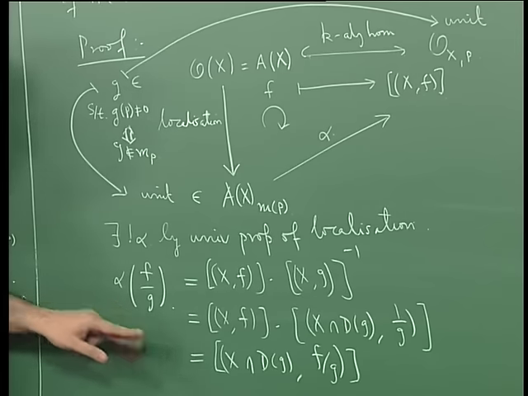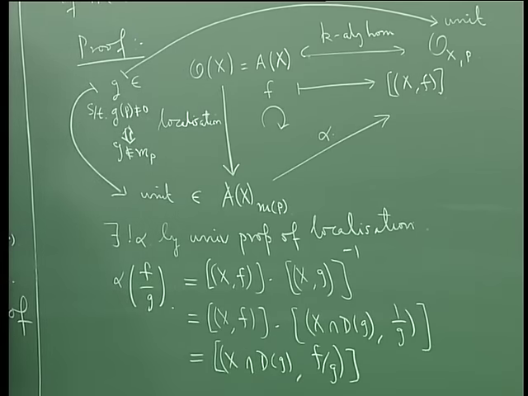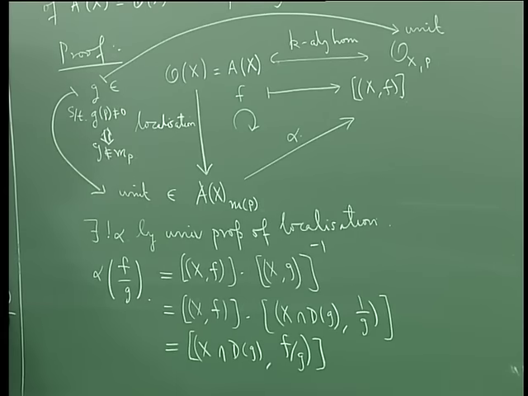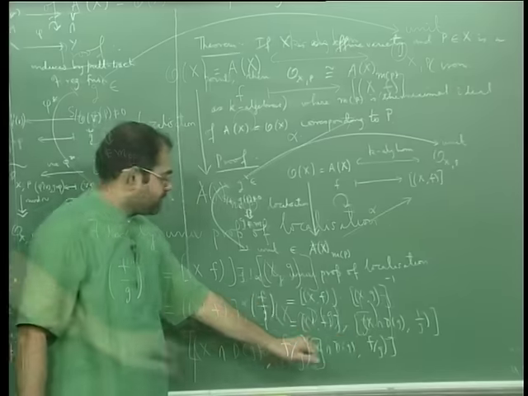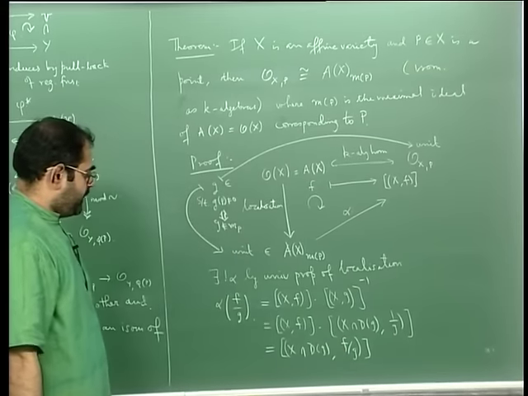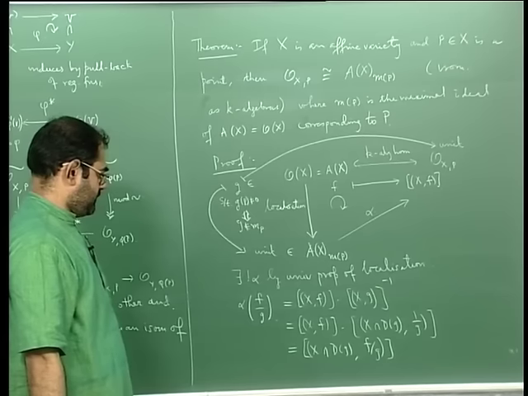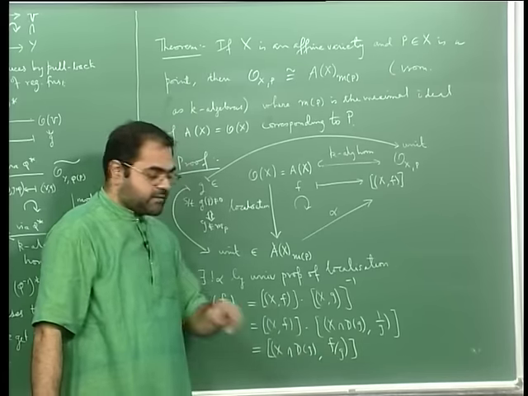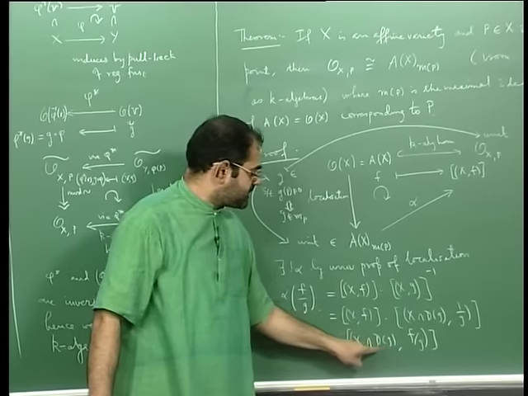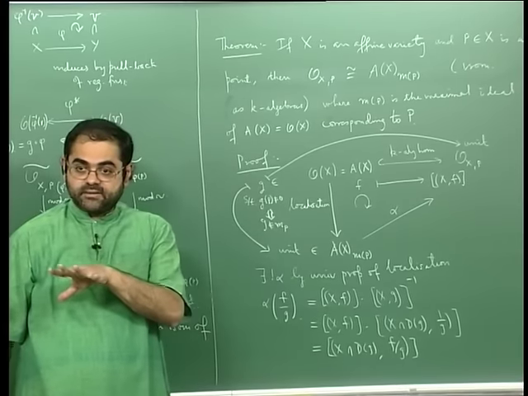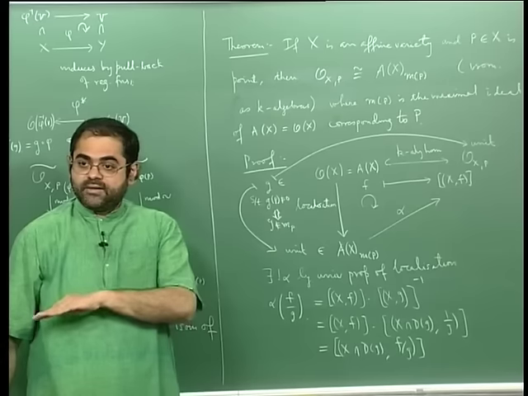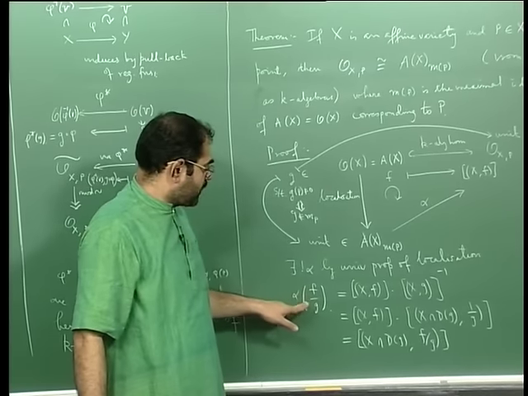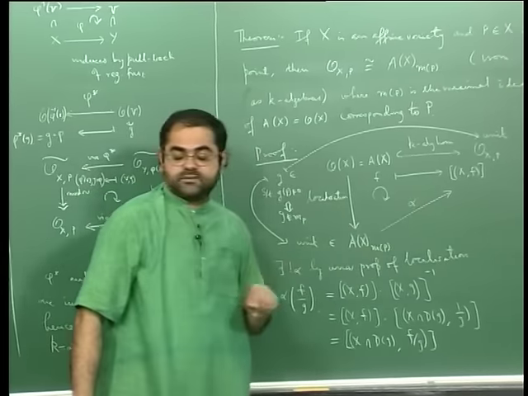Why is it injective? Well, if the regular function f by g vanishes in a neighborhood of the point, then what it's going to tell you is that f by g and the 0 function are equal on this open set X intersection D_g, which is a dense open subset of X. So that will tell you that f has to be 0.